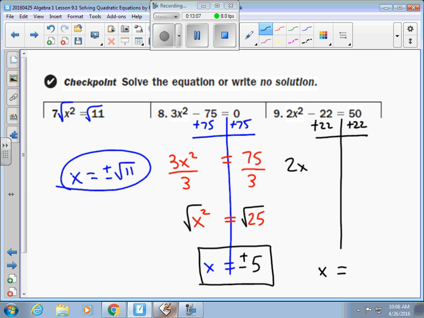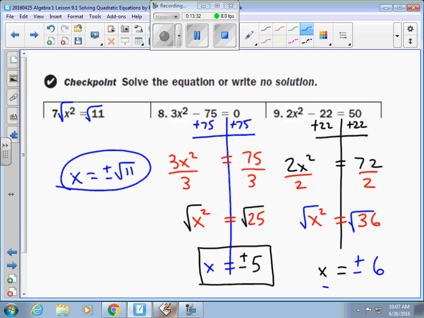That leaves you with 2x squared is equal to 72. Now it says 2 times x squared. Undo times 2 by dividing by 2 on both sides. X squared now is equal to 36. Undo x squared by taking the square root of both sides. And x is now equal to both positive and negative 6. Again, those last two problems were perfect squares, unlike 11 for number 7 was not a perfect square. That's why it stayed as a radical for that one.